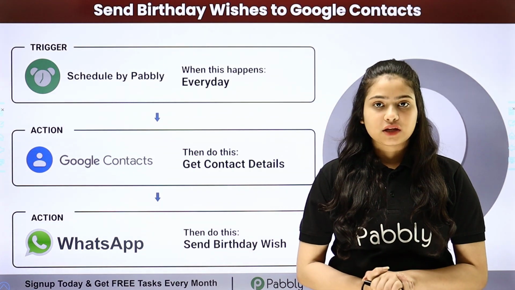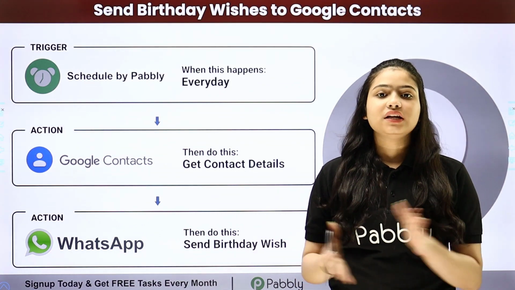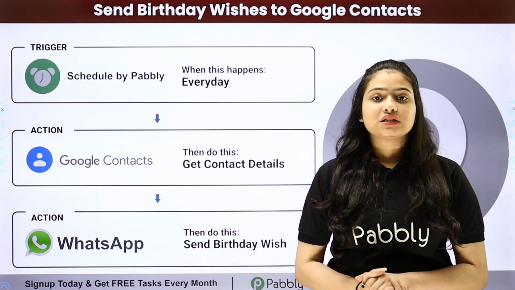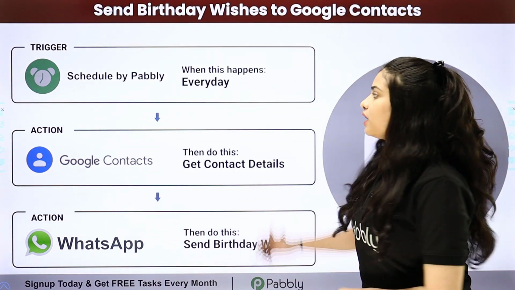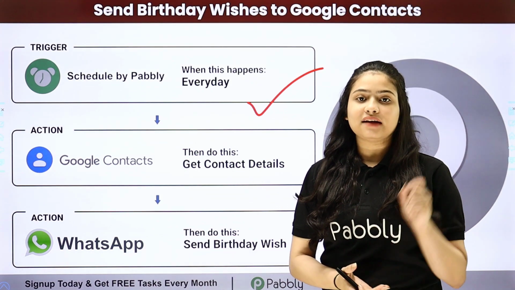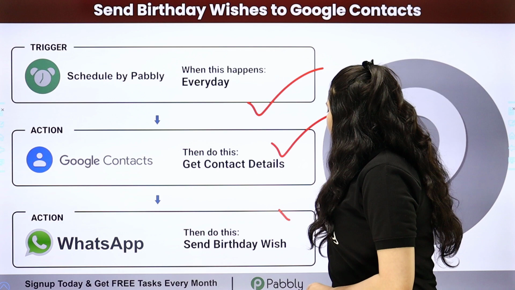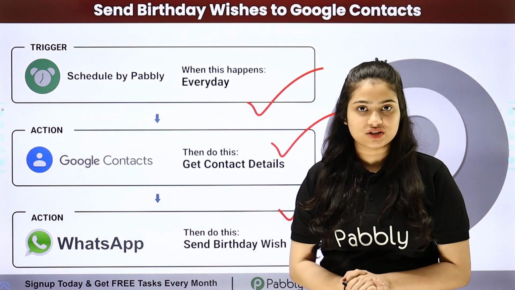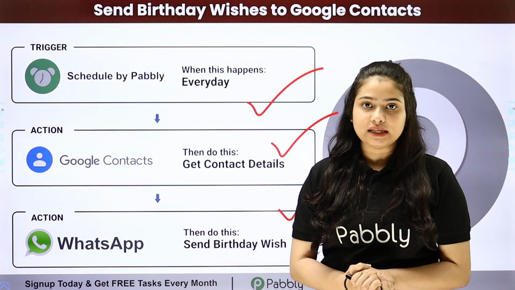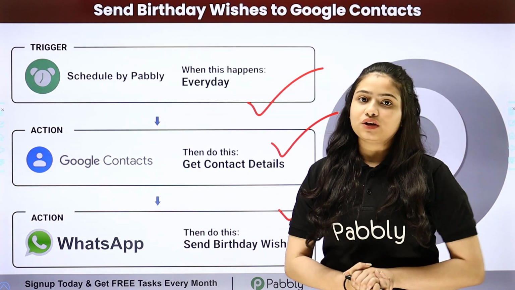For this, we will have to set up a connection between Google Docs and WhatsApp, and that we are going to do without any coding or programming skills with the help of Pabbly Connect. Pabbly Connect works on two principles, trigger and action. So in trigger, we are going to take schedule by Pabbly, through which we are going to schedule our workflow every day at a specific time, and then in action we are going to take Google Contacts and WhatsApp Cloud API, through which we want to send WhatsApp messages, and we are going to automate this entire process by setting up a connection between all these applications with the help of Pabbly Connect, and that we are going to do without any coding or programming skills.